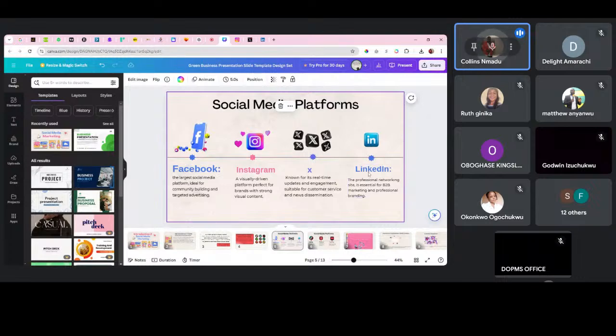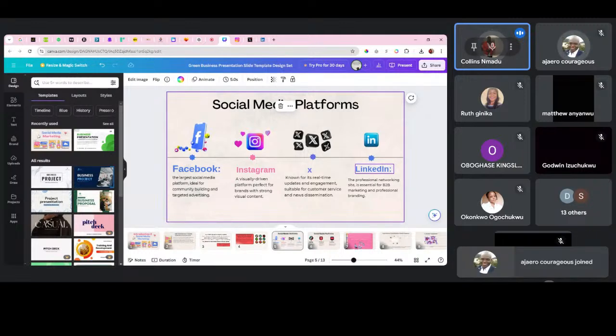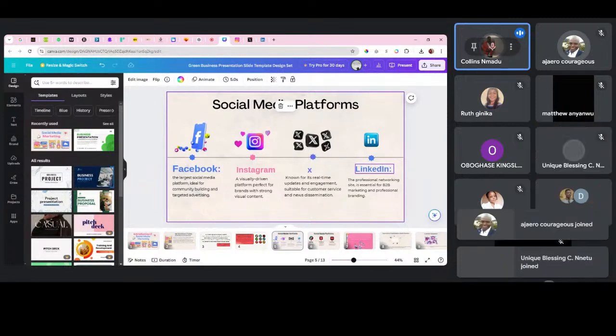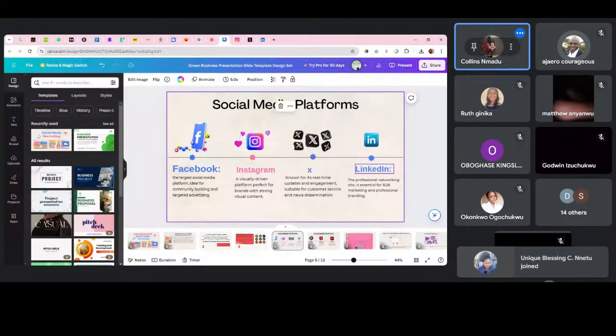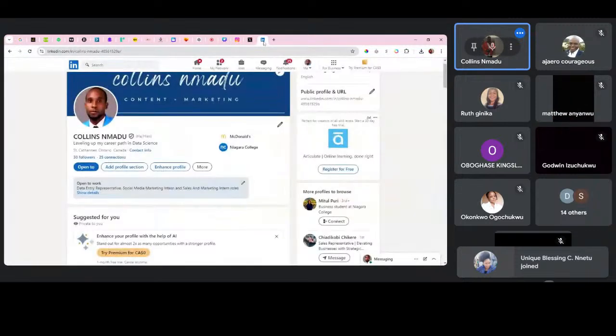Then let's go to LinkedIn. LinkedIn, unlike every other platform, is a professional-based platform. If you are the kind of person that likes networking, you want to reach people, you're looking for jobs, you're looking for professional contacts, managers, CEOs of companies, like-minded workers, LinkedIn is actually for you.